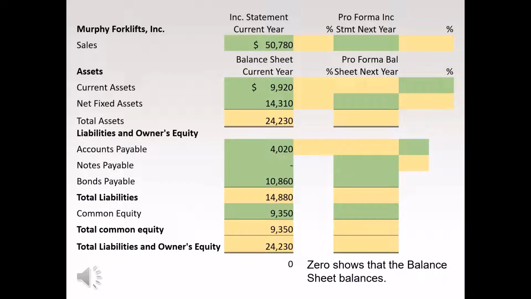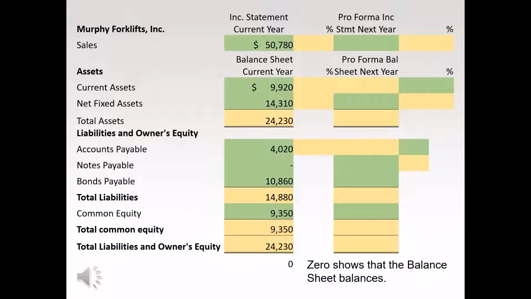Most of the information for this narrated PowerPoint will take place in Excel. We're going to be talking about creating a pro forma financial statement for Murphy Forklifts in order to determine what their needs are for discretionary financing.